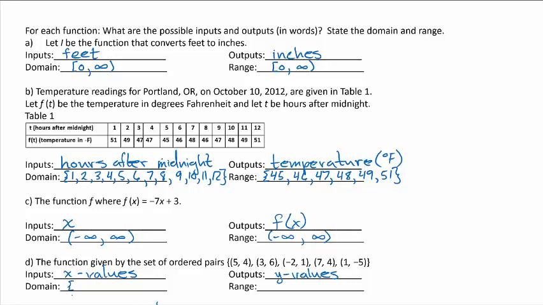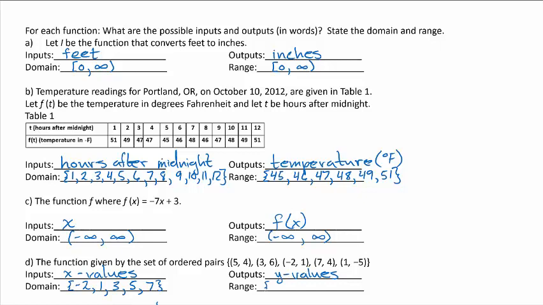You don't have to list them in order, but I think it's nice if you do. So the x values: the lowest x value I have is negative 2, and then 1, 3, 5, and 7.